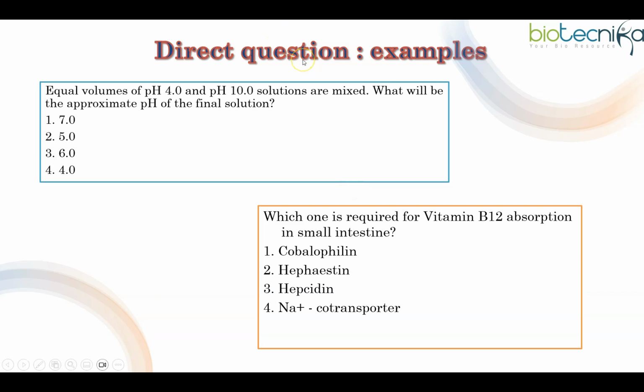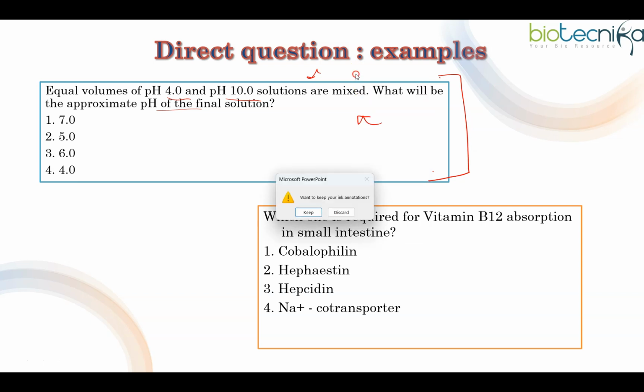Some more direct question examples. Now here it is a direct question. You should learn the difference between direct and easy. This is a direct question: pH 4 and pH 10 are mixed. What will be the approximate pH of the final solution? But it is not an easy question. It doesn't come to the average of 4 and 10 divided by 2, which is 7. It's not like that. There is a different catch for this. So only if you know such kinds of questions, then attend. Don't attend if you are not sure of that.